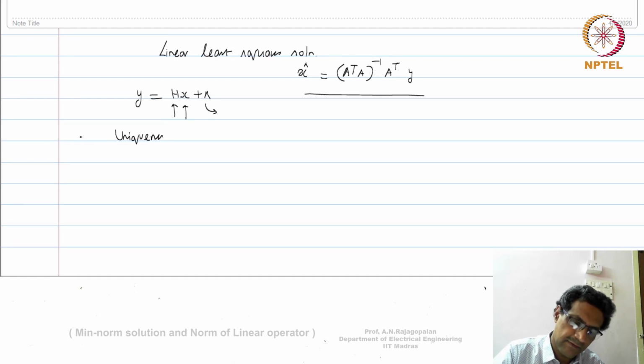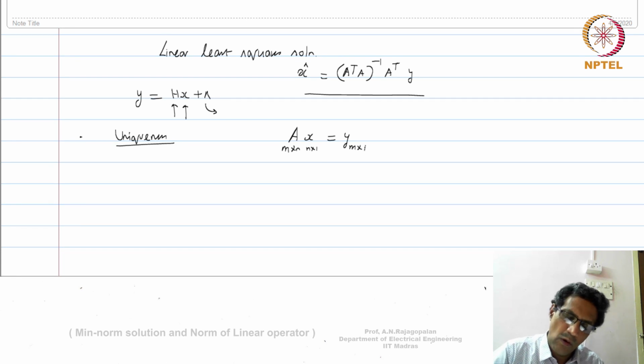Uniqueness in the sense that if a solution exists, it ought to be unique. Now, what if you had a situation where, let's say, Ax equal to Y, whichever way you want to write it, and you want to solve for x, where A is M cross N, x is N cross 1, and Y is M cross 1. What if M is less than N?